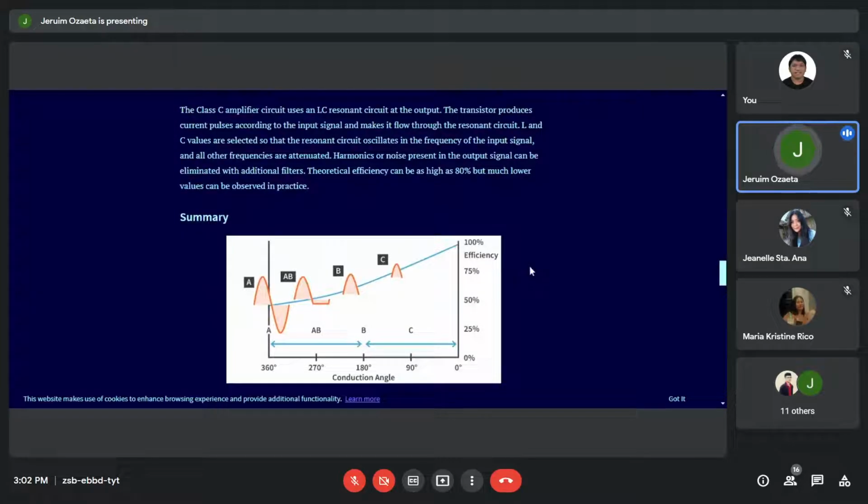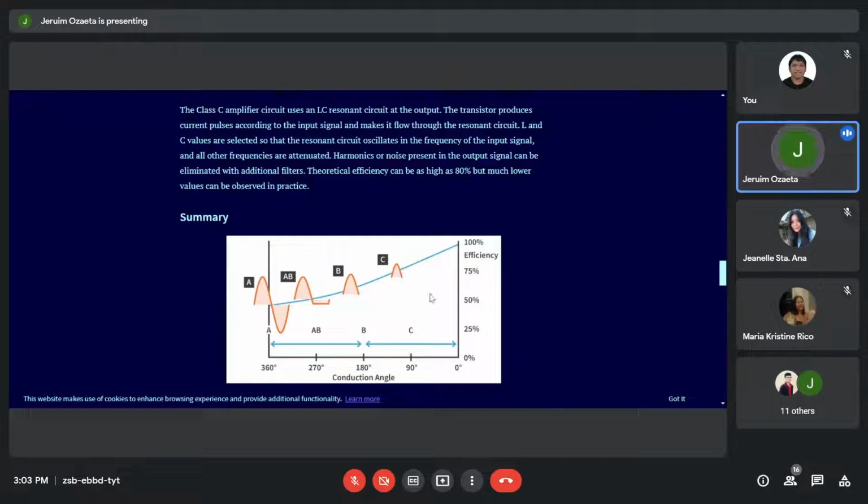Okay, now here are the characteristics of the classes of the amplifier. Take note that at class A, the amplitude is bigger given the same input. For class AB, it seems to be decreasing, and class B also.